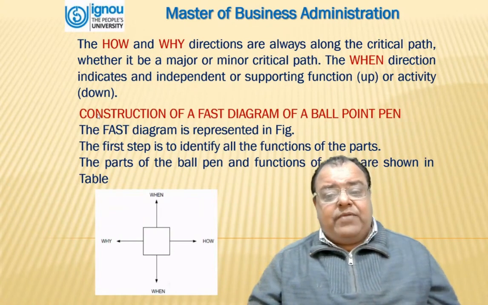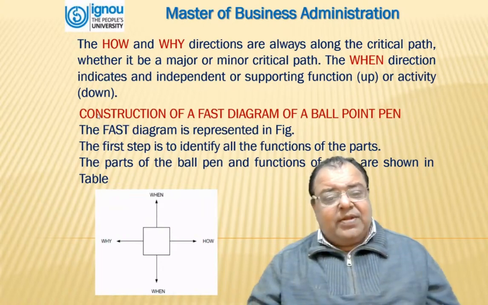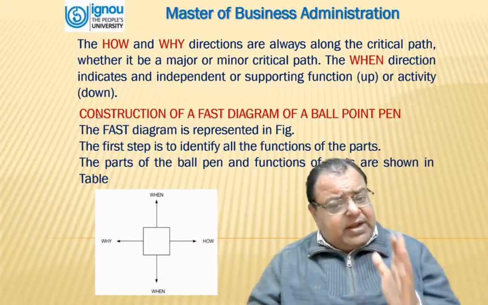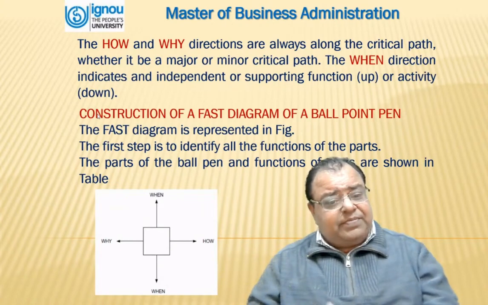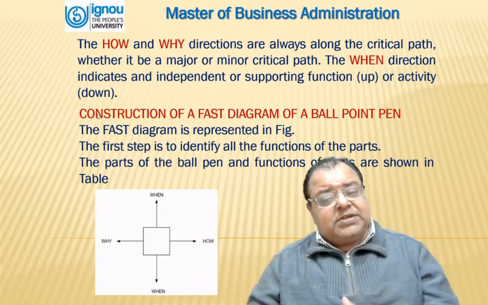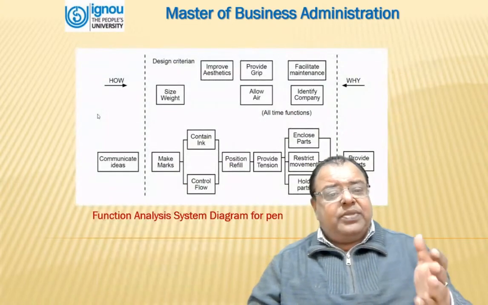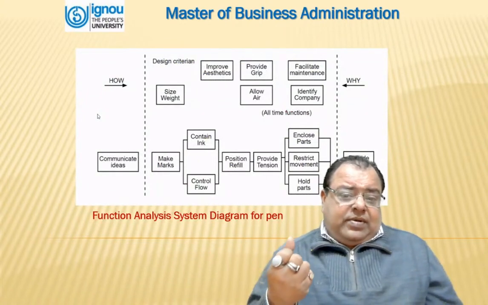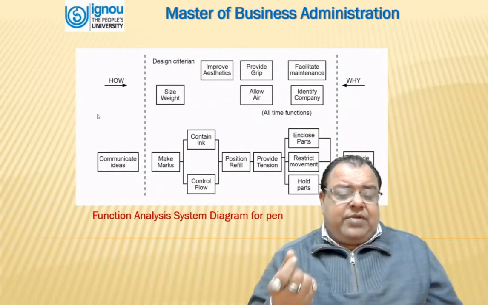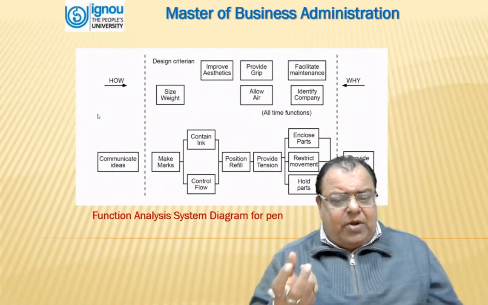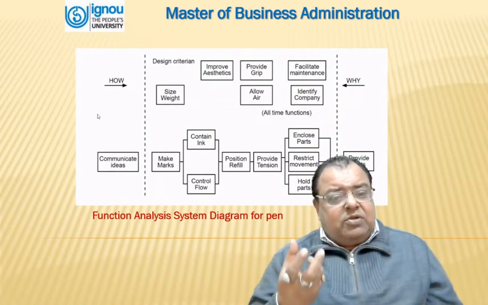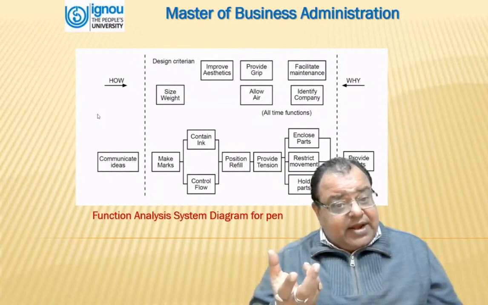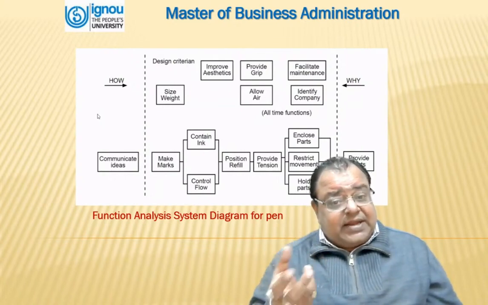Construction of a FAST diagram of a ball pen. We will have an example over here. The FAST diagram is represented as in the figure. The first step is to identify all functions of the parts. The parts of the ball pen and the functions of the parts are shown in the table. This shows different aspects related to a ball point pen. As far as your how part is concerned, it is the size, weight, design criteria, how to improve its aesthetic look.